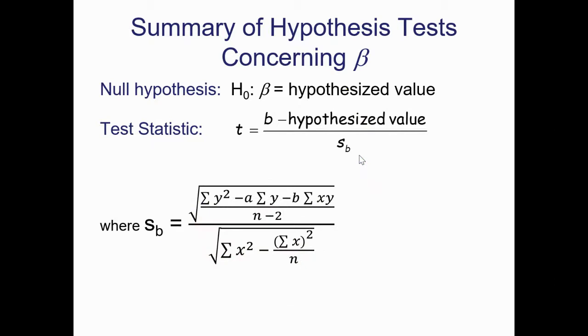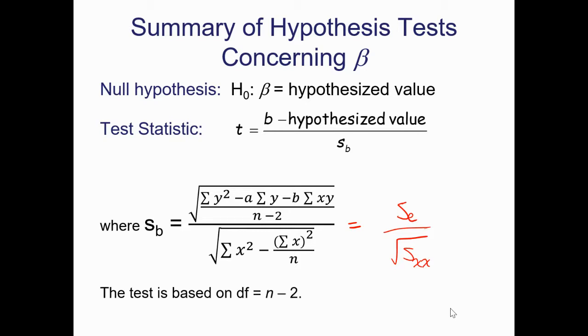So then we have our test statistic. T equals B minus your hypothesized value divided by the standard deviation of B. Now, this looks scary, but it's not as bad as it seems. Remember, this top piece we said on the previous page, this is SE. The bottom piece is S, so that's X. So SB looks intimidating, but if we think back to what it actually is, it won't be so bad. And again, this test is also based on n minus 2 degrees of freedom.